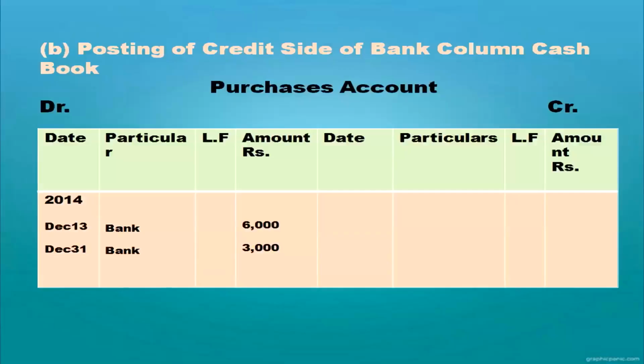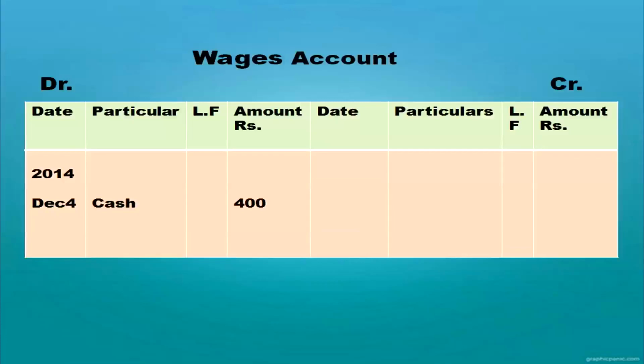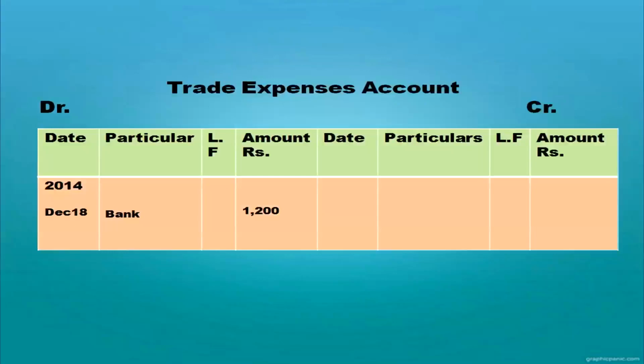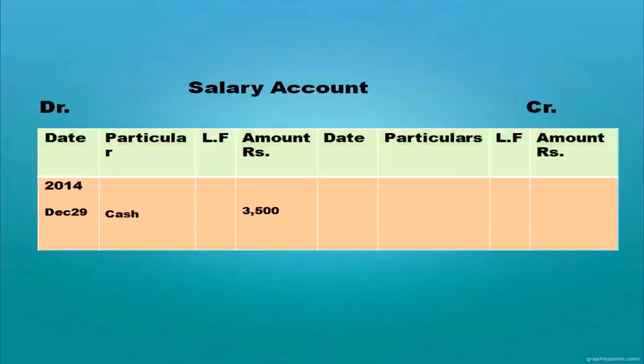Posting on the credit side of the bank column, cash book. Purchases account on the debit side to bank on different dates and amount in the respective column. Wages account debit to cash, so on the debit side you are posting. Trade expenses debit to bank, on the debit side you are posting. Salary debit to cash, on the debit side you are posting. Rent debit to cash, on the debit side you are posting.